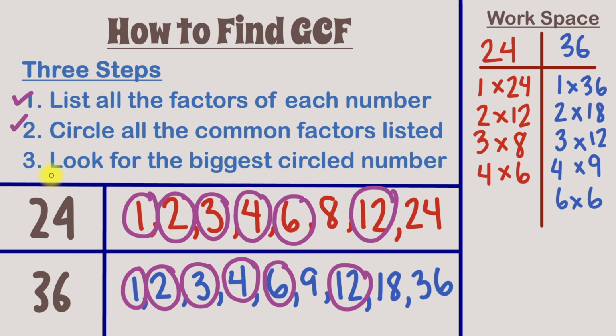And finally, step 3 is to look for the biggest circled number because that's the biggest factor that they have in common. And that is the number 12. So we could say our final answer for the GCF, or greatest common factor, of 24 and 36 is the number 12. And we're done.